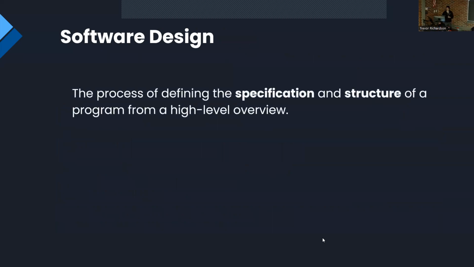Software design topic. In general, the base idea is defining the specification and the structure of a program from a high-level overview. The key idea here is the API versus the implementation. Your API, your application programming interface, is the stuff that tells you what the code does, not the stuff that is actually doing the work of the code. The implementation we don't really care about from a design perspective. We just want to understand how the different pieces and parts fit together.